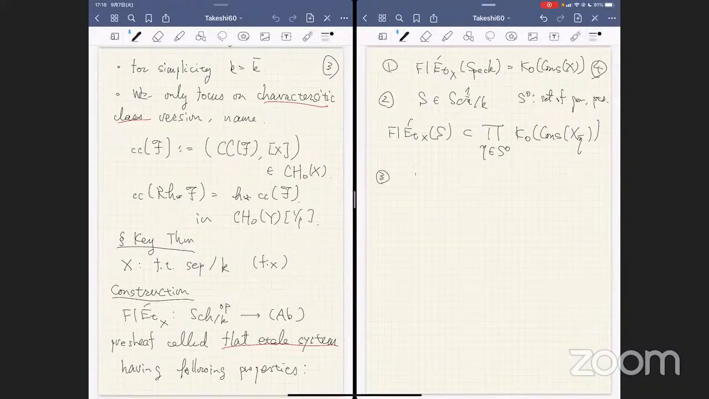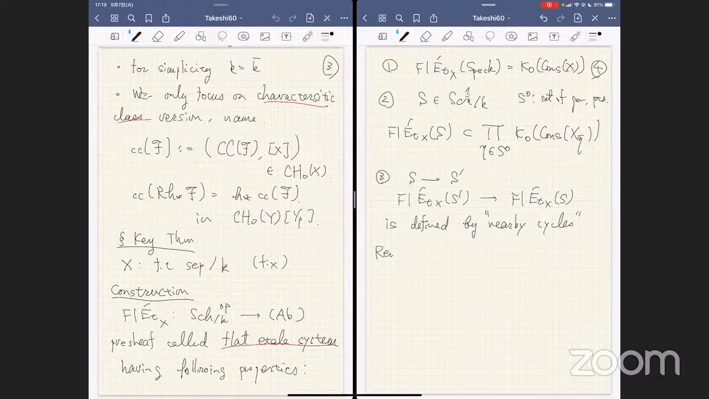And thirdly, if I have S prime, then the transition morphism, the restriction morphism, is defined by nearby cycles. So what does this mean?